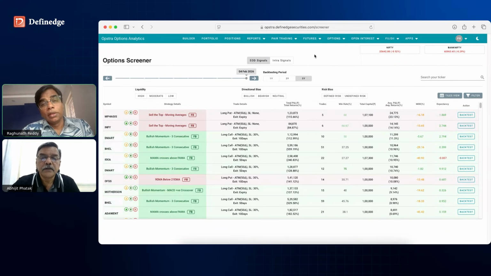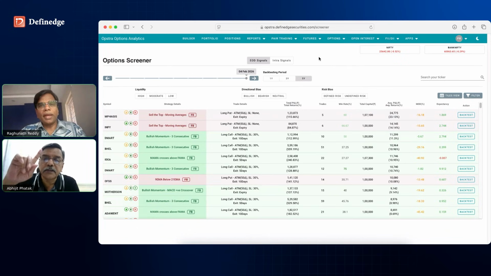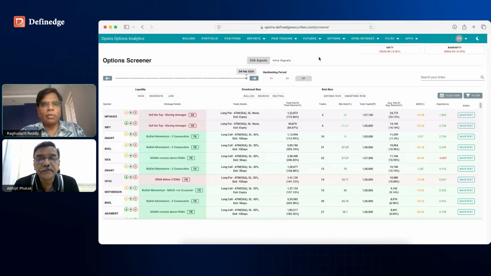So you can go to this option screener at /screener, or you can also go from the options menu. Will this be in Definedge Solutions also? Yeah, it will be there in both Securities as well as Solutions.